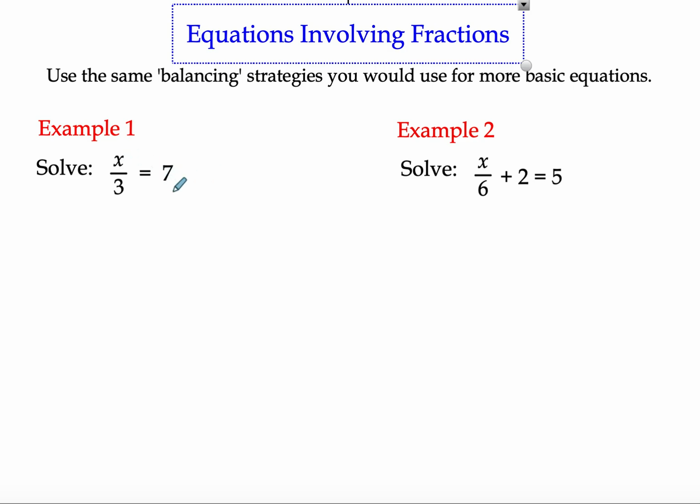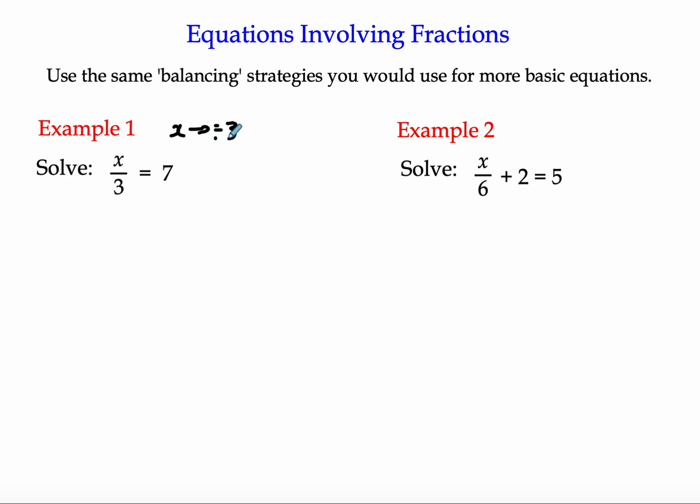Here we go. So equations involving fractions. Use the same balancing strategy you would use for more basic equations. Here we've got an equation x divided by 3 equals 7. Well, there's only one thing going on there. We've got a value x, and we're told that we divide that value by 3, and we get the answer 7. Sometimes it helps to write it out in function machine style. It means that if we start at 7 and want to work our way back to x, we have to undo the operation which said divide by 3, which of course the inverse operation is multiply by 3.